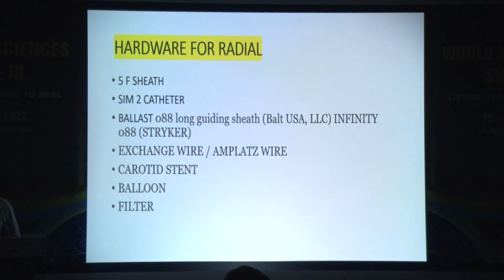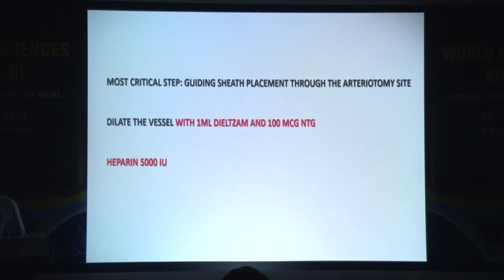Blast has a good trackability for the radial route, and we also have to use the exchange wire, and especially the Amplatz wire, to place a guiding sheath while you are using a radial route. So the most critical step in doing radial access is the guiding sheath placement through the arteriotomy site. That is very important. And secondly, we have to dilate the vessel.